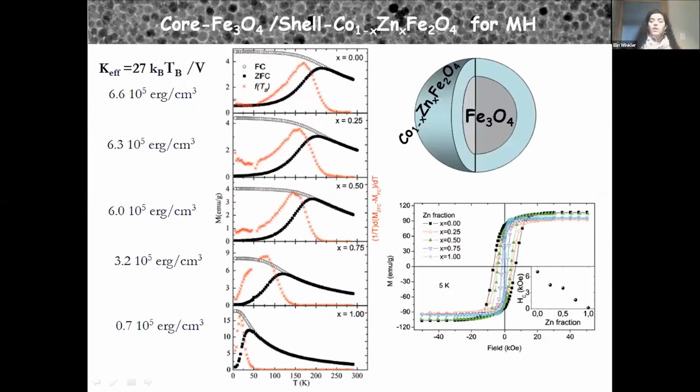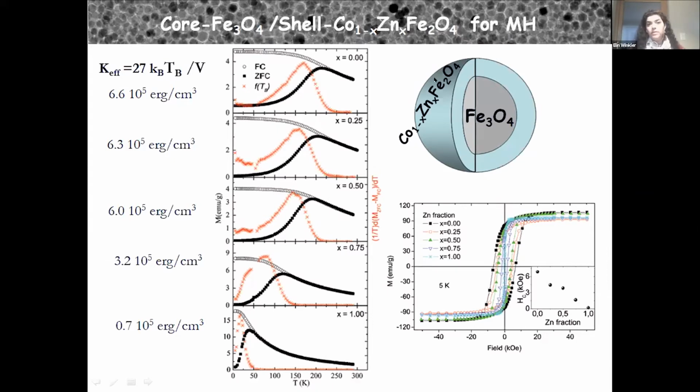Related to the magnetic properties, well, this measurement corresponds to the zero field cool and field cool magnetization curve, where we can observe a change from superparamagnetic to blocked regime. And this kind of measurement allows us to calculate the distribution of blocking temperature. And from the maximum of the distribution, we can obtain the magnetic anisotropy of the system.